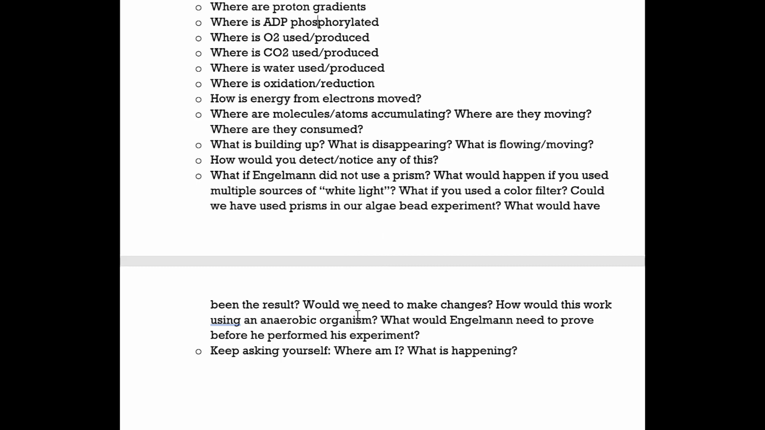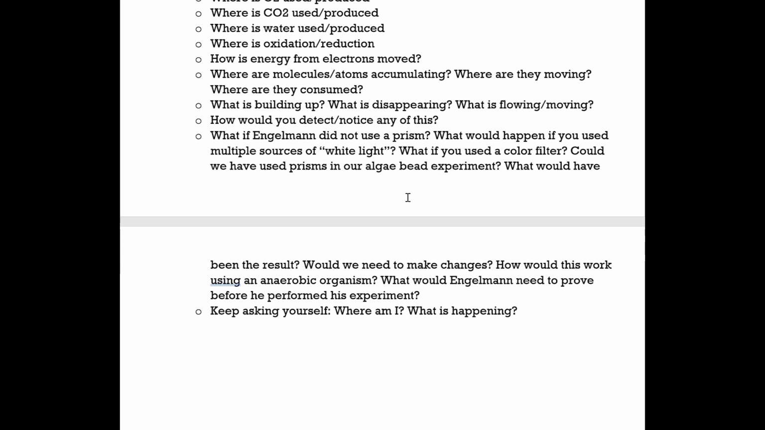Application questions for this material would be, what if he used a different source of white light? Would that change his results? If he used a different kind of bacteria, a different type of photosynthetic organism, how would that have changed the results? If he would have used filtered light instead of light from a prism, how would that change the results?